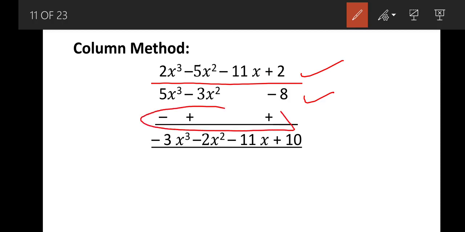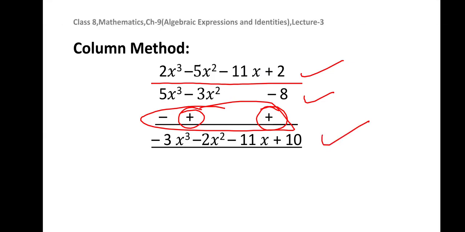You can see earlier it was of plus sign. I have made it minus. This was of minus sign. It has been changed to plus. It was minus. I have changed it to plus. So likewise you will be solving and getting the answer.